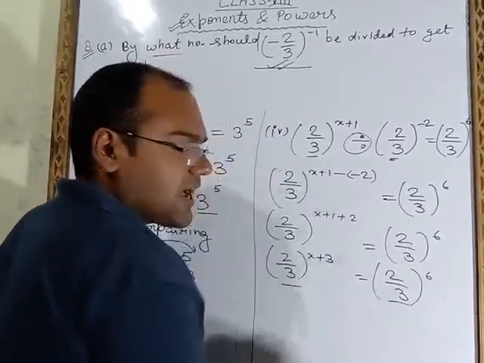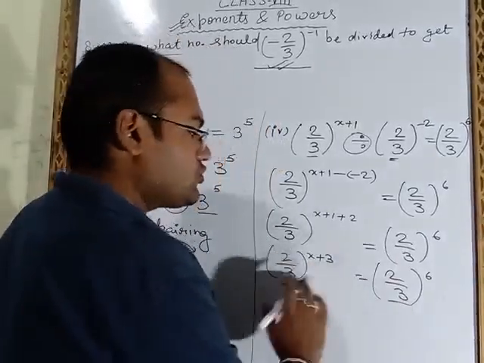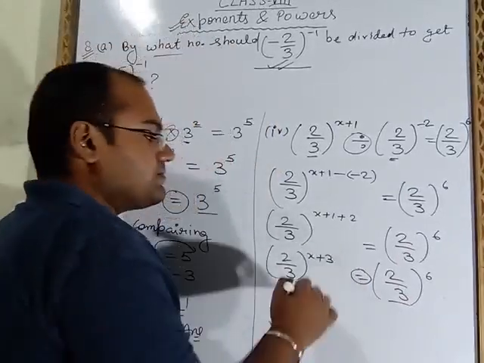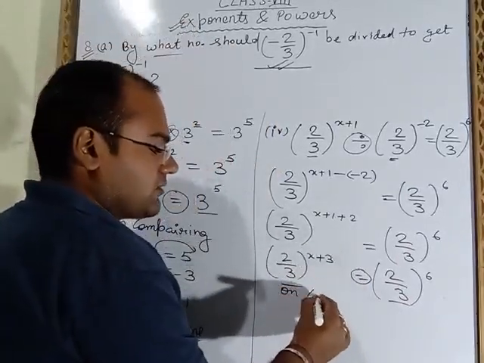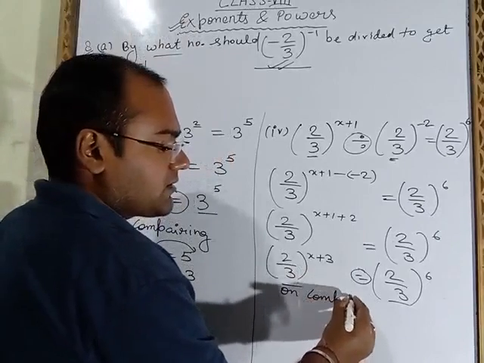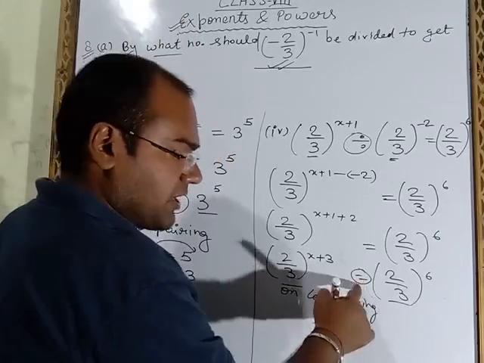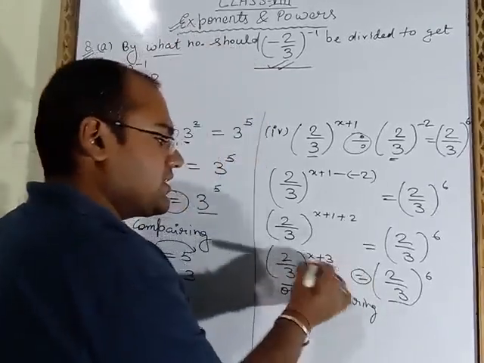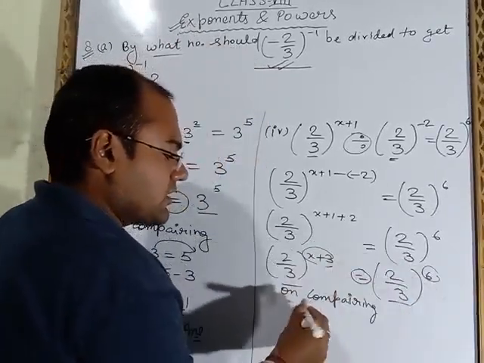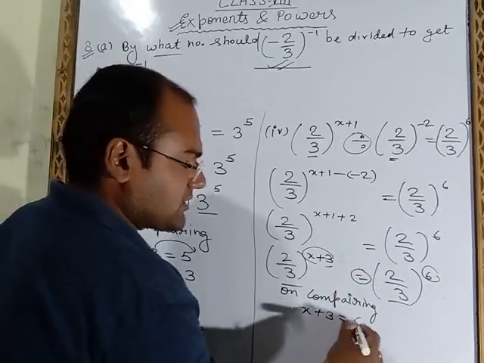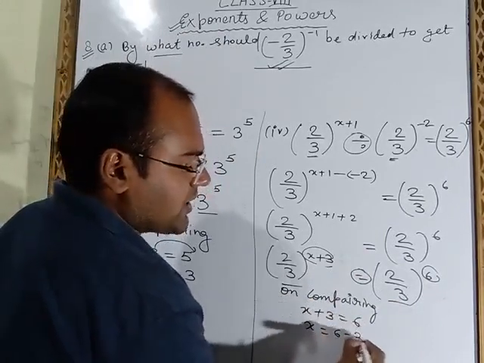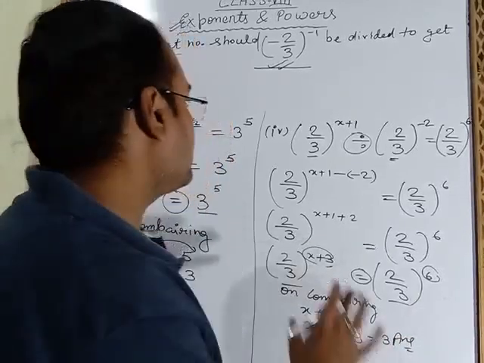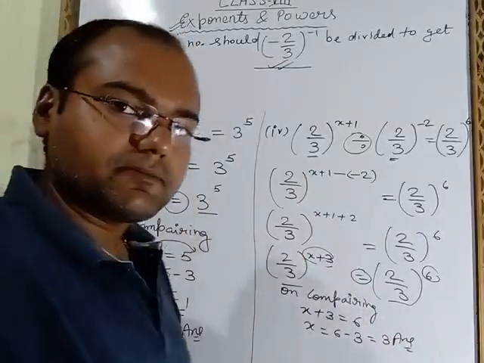Now both the bases are the same, and in between these two bases, which sign is coming? Equal sign is coming. So what you have to do is compare on both sides. On comparing, these two powers will be equal, that means x plus 3 equals 6, x is equal to 6 minus 3, so the final answer is 3. So like this you have to do this question number 9.